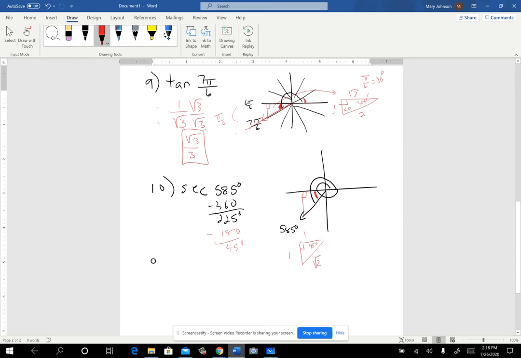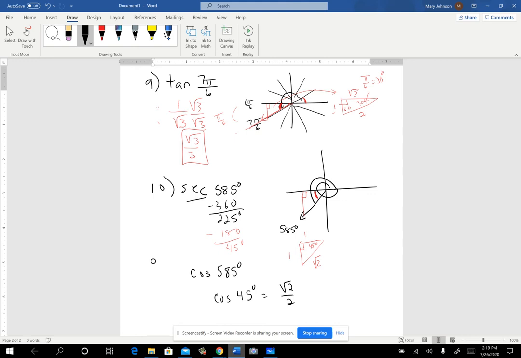Okay. And then I have to think about secant. Only what I usually do is secant is related to cosine, isn't it? So I usually just do the cosine of 585. Well, the cosine of 585, I'm going to do by looking at the cosine of 45 first. And I know that's equal to positive square root of 2 over 2.